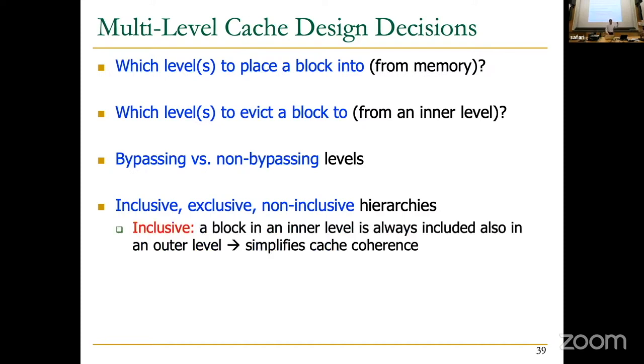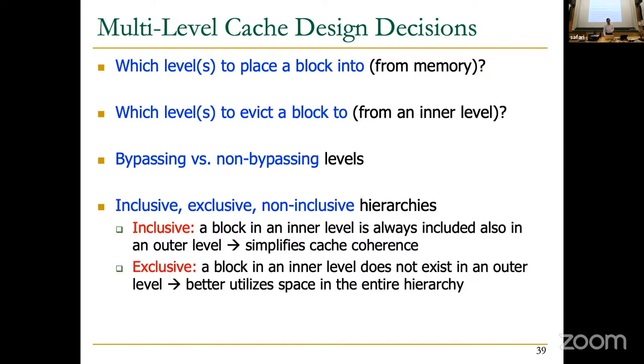Inclusive means a block in an inner level is always included also in an outer level. So basically, the contents of L1 are included in L2. The contents of L2 are included in L3. Essentially, these are inclusive. And this simplifies cache coherence, actually, which we're not going to go into. Exclusive means that a block in an inner level does not exist in an outer level. So this is strictly exclusive.